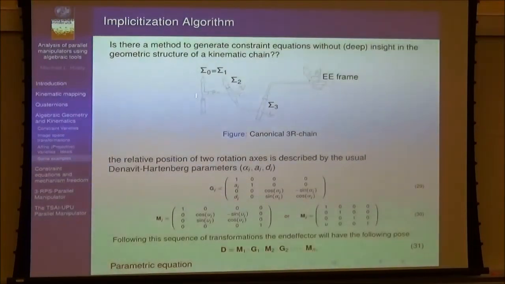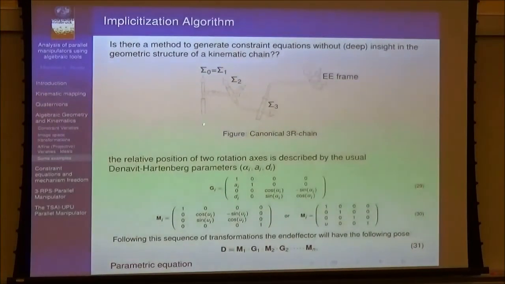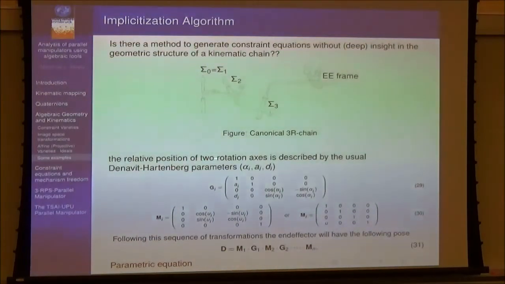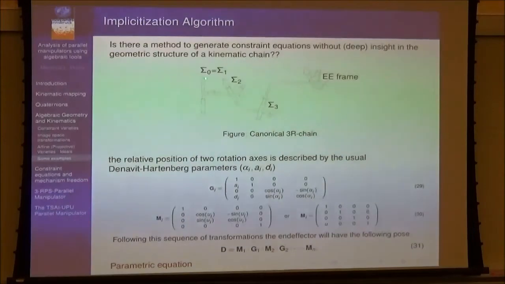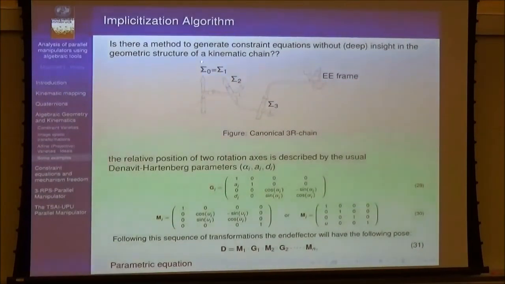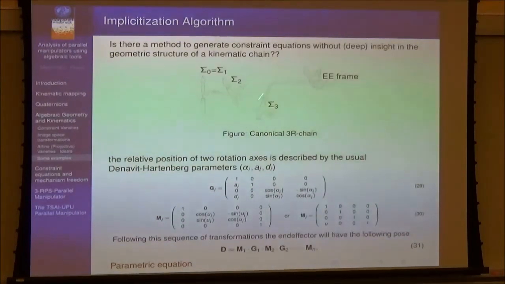Think of the following. You have forward kinematics of a 3-revolute chain. R joint, R, R, and an end effector frame. So you have to describe this manipulator with the Denavit-Hartenberg parameters, well known. You have a forward kinematics that is given by this equation. You have rotation matrices, you have coordinate transformation matrices, and you have a concatenation of these things. So what you end up with is a parametric equation. What are the parameters? Rotation parameters of these three revolute joints.